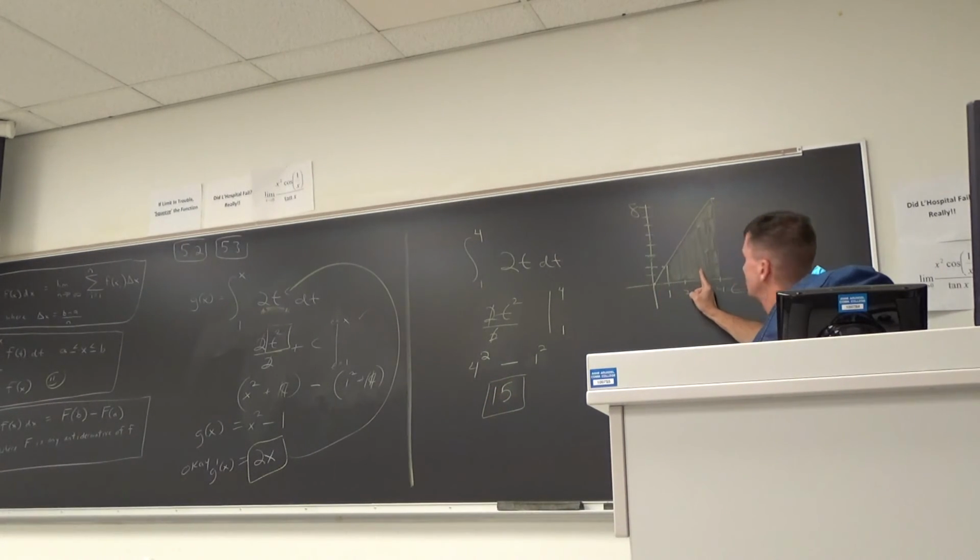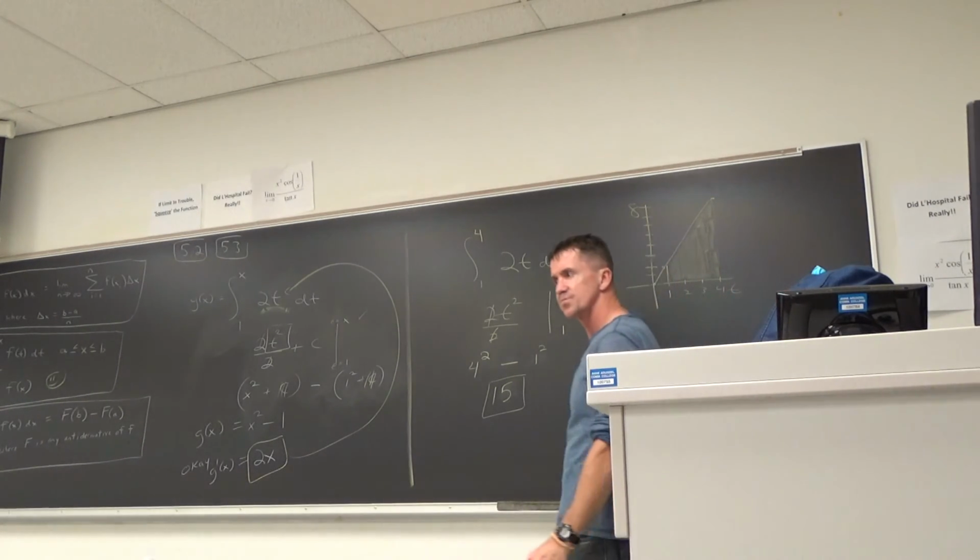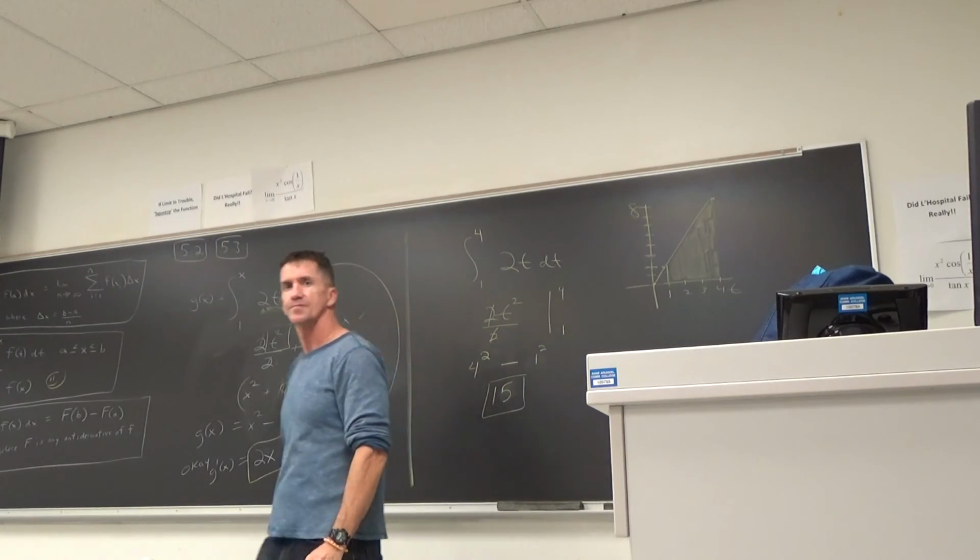So what's the area of that region right there? So base is 3, 8 times 3 is 24, divided by 2. Good. So that's 12, right?